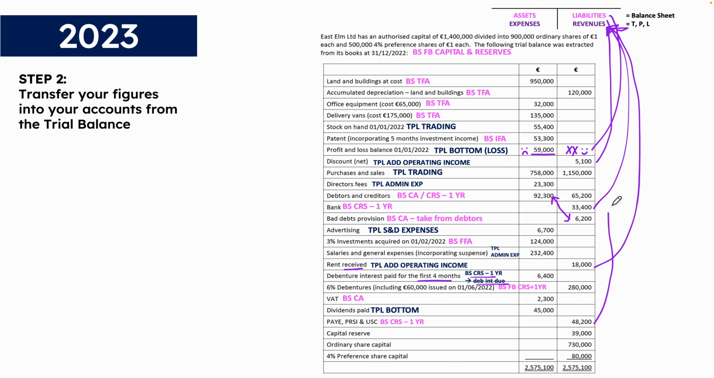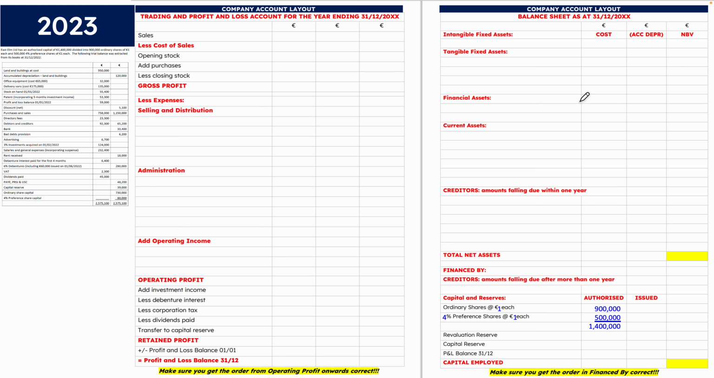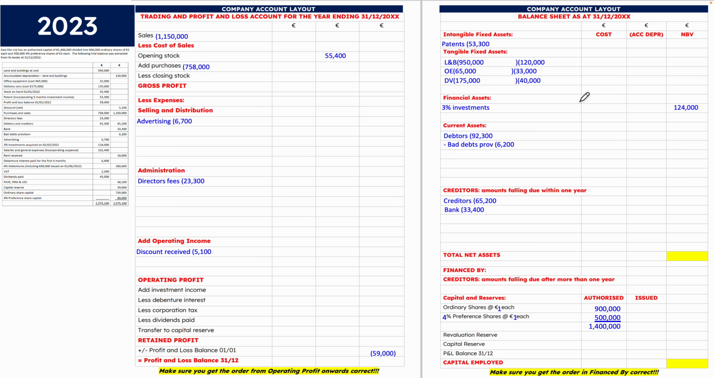So money taken away. Then PAYE, PRSI, USC, so it's on the credit side. So we obviously then still owe the revenue commissioners because on the liability side, so that will go into creditors minus 1 year. Capital reserve and the ordinary and preference shares are all going to go into the balance sheet financed by capital and reserves. Okay. Now, so here we go. This is how this is all going to fit in. So I'm just going to put them all in, okay? And then you can pause the video and write them all in yourself.